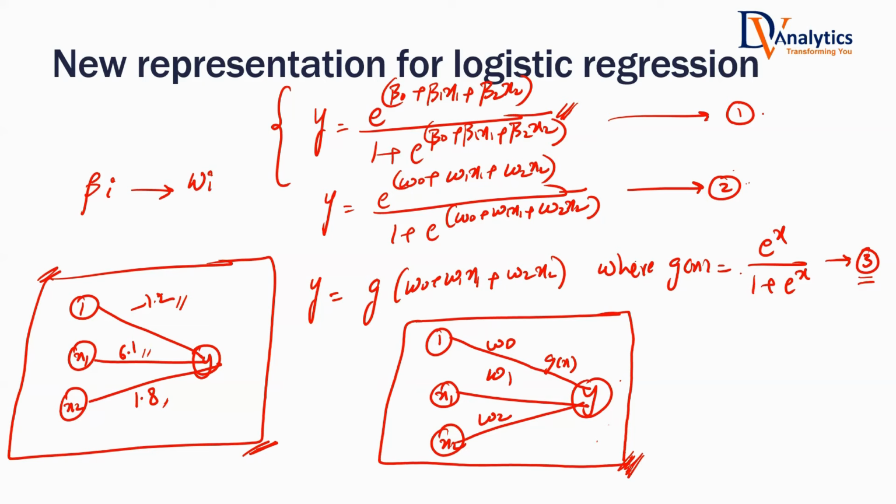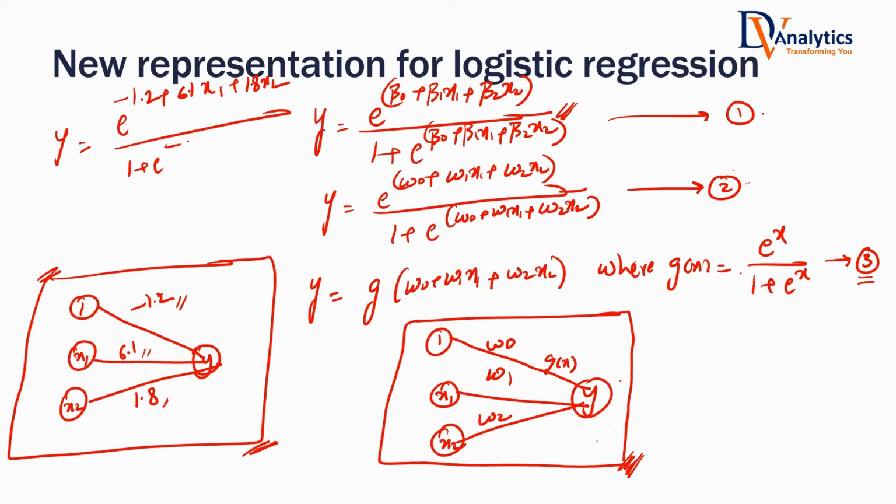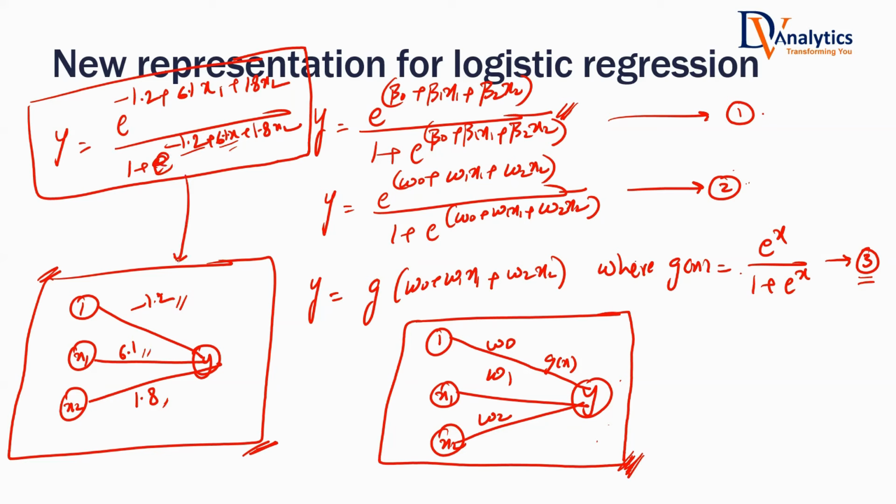Earlier, if I asked you to write a logistic regression line, you used to write, let's say, y equal to e power minus 1.2 plus 6.1 into x1 plus 1.8 into x2, divided by 1 plus e power minus 1.2 plus 6.1 into x1 plus 1.8 into x2. This is what we used to write earlier. What I'm saying is, in the terminology of ANN, we haven't yet discussed ANN or anything, instead of representing the logistic regression with beta coefficients, we represent it this way. This is not different from that one.